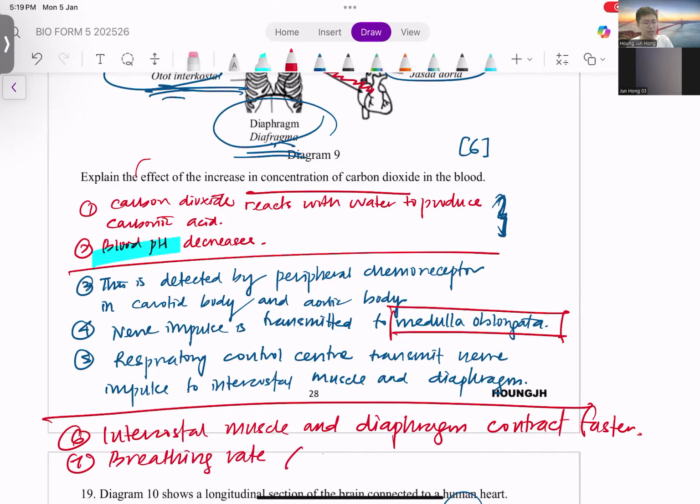You can also put ventilation. In fact, I think I mentioned a combo before: breathing, ventilation, respiration, and gaseous exchange. These all sort of refer to the same thing, but they are sometimes marked differently. So try to put all of them down if possible: breathing, ventilation, gaseous exchange, and respiration increases.